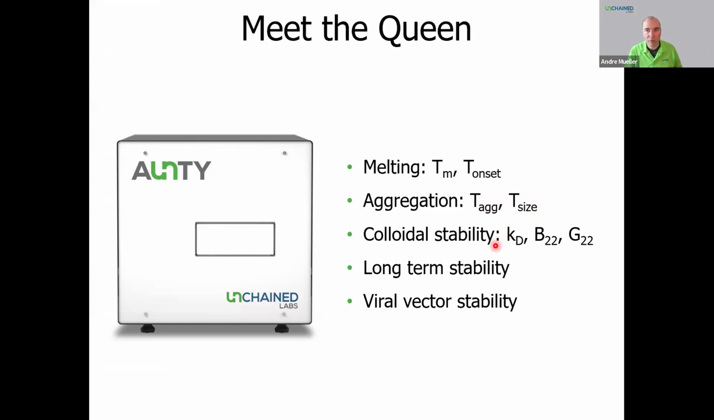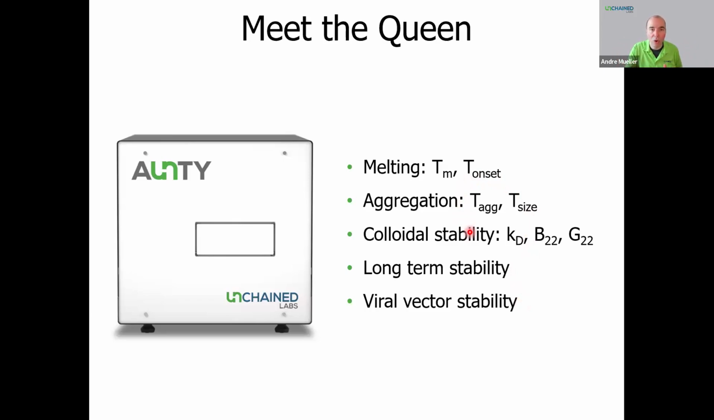Look at the KD, the diffusion interaction parameter, the B22 second virial coefficient, or if you're looking at higher concentrations of proteins, we have access to the G22. These will predict the colloidal stability, the long-term stability, but we can also measure this directly in Aunty, and I'll show you some data about this in the course of this presentation. If you're working with viral vectors, AAVs or adenovirus, you can also use, of course, viral vector stability to see how accessible the payload may be in a thermal gradient. So all of these protein stability metrics are accessible by measuring your sample in Aunty.